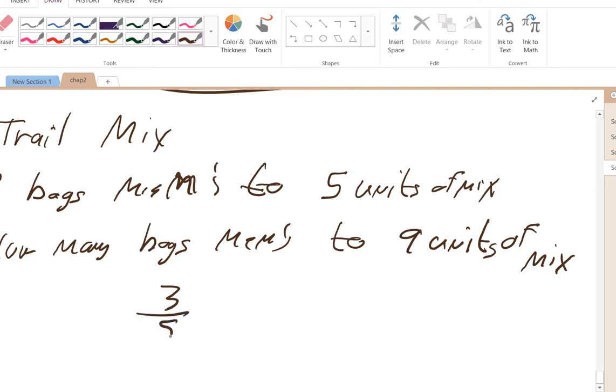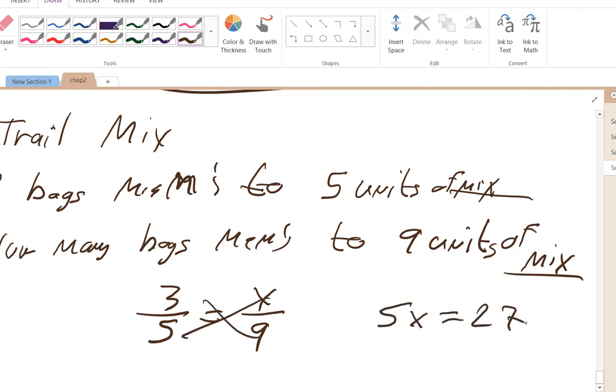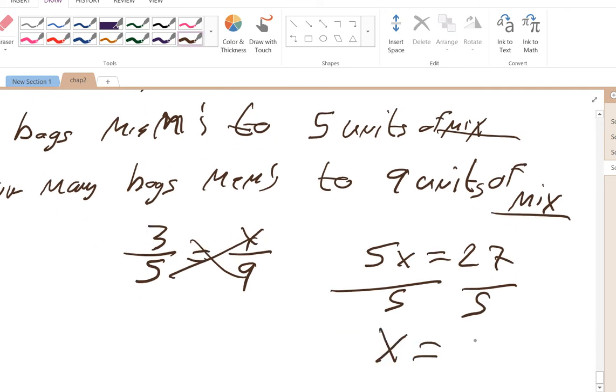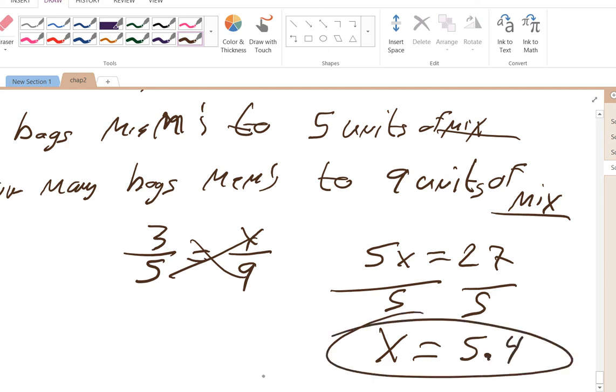3 divided by 5 equals x divided by 9. That's right. Okay, so we went 3 to 5, because that's how many bags you had in the original ratio. We don't know, over 9. Okay. Mix is on the bottom, M&Ms on the top. Good idea. Cross multiply. Divide by 5. And we're going to get 5.4. Yep. Okay.